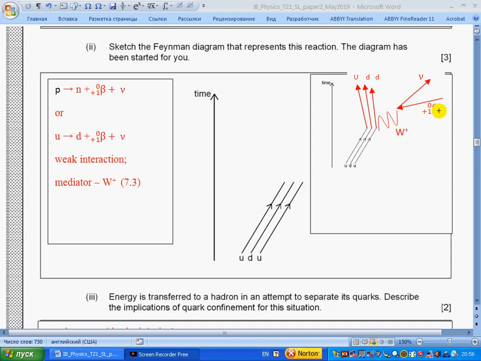Because the beta plus particle is an antiparticle, we show the arrow against time. The neutrino is a particle, so we show it in the same direction.